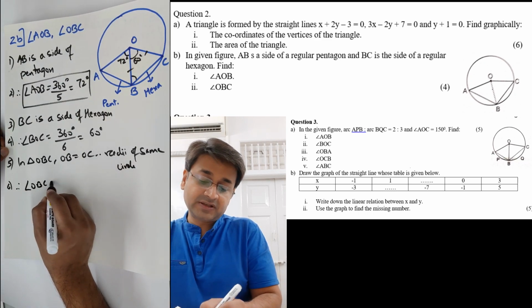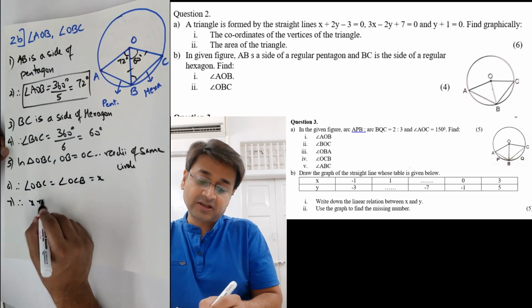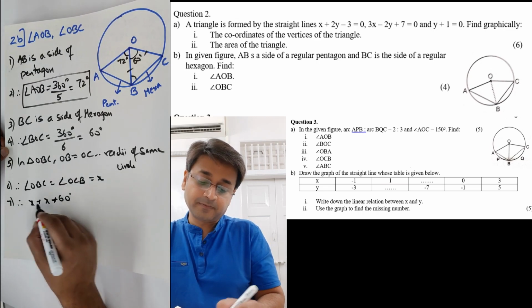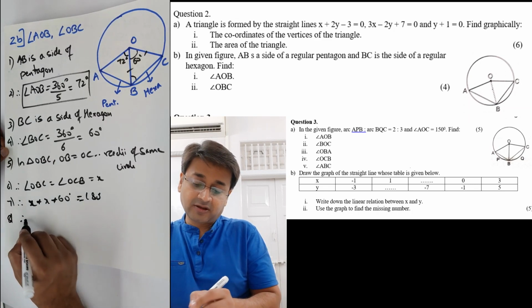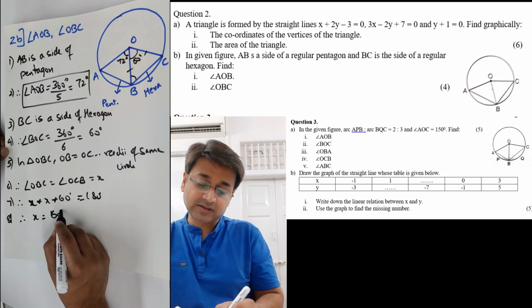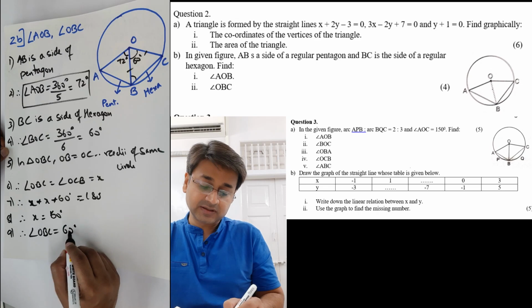And therefore OBC equals OCB equals X. So finally we can say X plus 60 equals 180, and therefore you can say X is 60. So final answer, therefore angle OBC is 60.